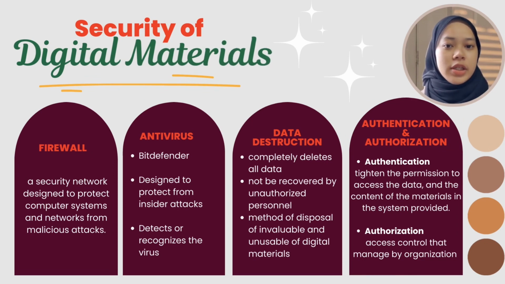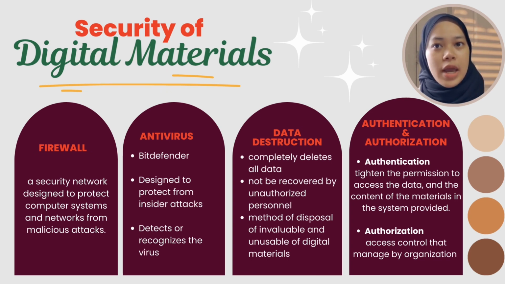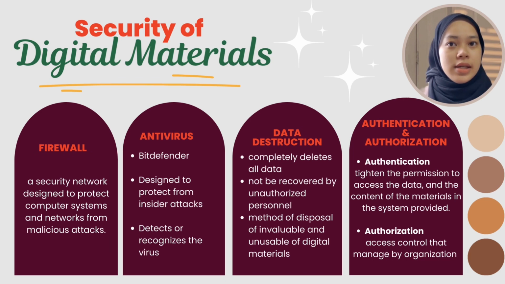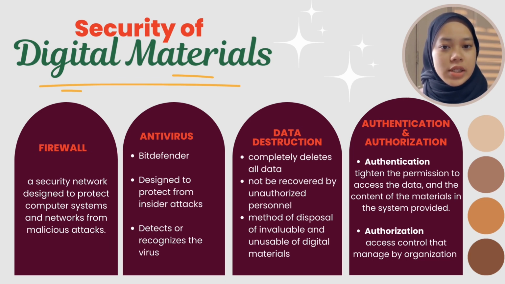So there are 4 securities involved and applied in our digital archive. First is firewall. A firewall is a security network that is designed to protect the computer system of our archive and network from malicious attacks. Secondly is antivirus. Our organization also applies Bitdefender as the antivirus of our system or our digital archive, where it is designed to protect from insider attacks and can also detect or recognize viruses.